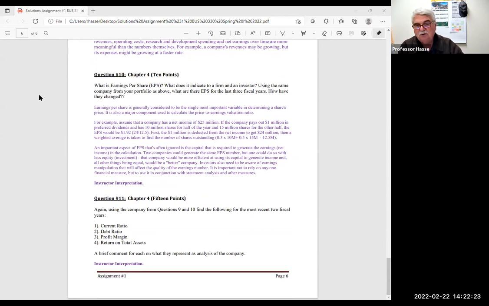And then question number 11, that same company, go back 2 fiscal years and determine the current ratio, which is current assets divided by current liability, the debt ratio, total liabilities as a percent of total assets, profit margin, net income divided by sales of the company, and return on total assets, net income divided by the assets of the company. A brief comment on what they tell you about the company for 2 fiscal years for your portfolio company. And that's what I was looking for in assignment number 1, a brief definition of the meaning of what finance is all about, and some financial statement and financial analytical equations to determine.